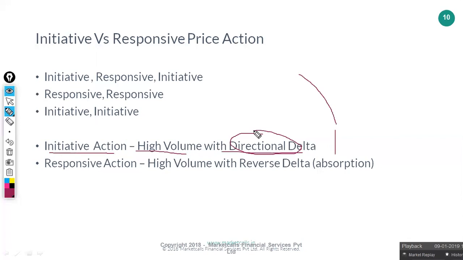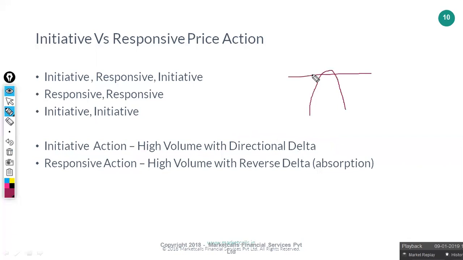Whereas in a responsive action, you'll be finding this pattern: let's say the price is going up to a certain level and it is rotating back. At this high you'll be seeing a buyer over here, a high volume transaction, but you'll be seeing a reverse delta. So the price will be selling off, you see the price going down, but the delta will be positive. And you'll be seeing a lot of buyers at that level. So that is what we call a responsive action.